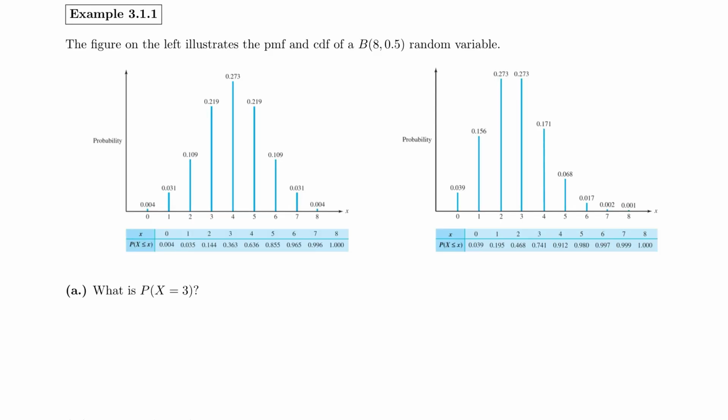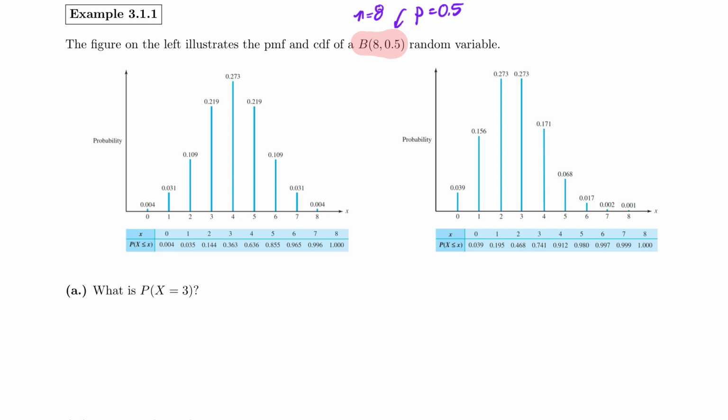For example 3.1.1, we're going to look at a couple of different probability mass functions and cumulative distribution functions for binomial random variables. The first one we're going to look at is the binomial distribution that has 8 trials and a probability of 0.5 that we're going to have a success. So here we have n equals 8, and our probability of success is equal to 0.5.